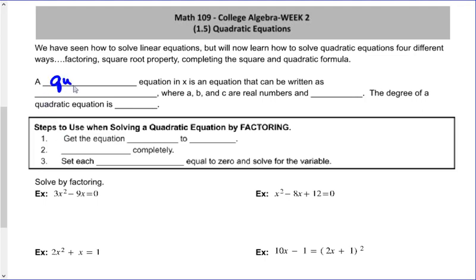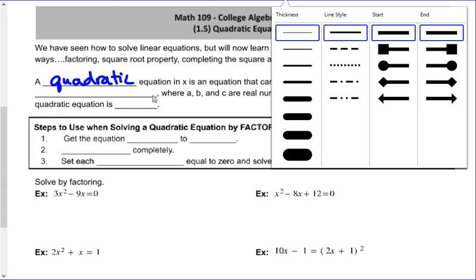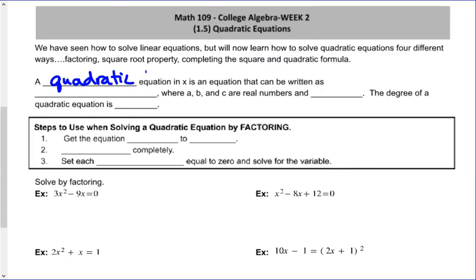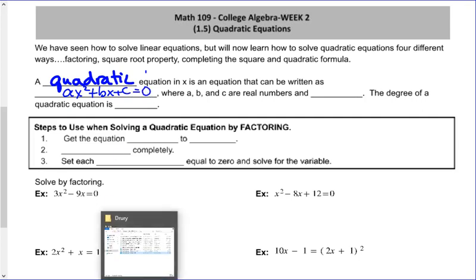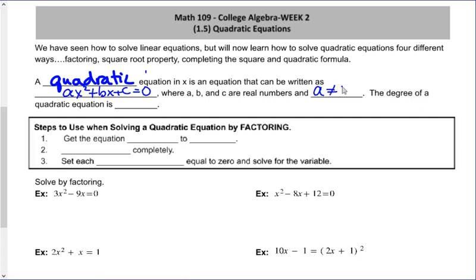So a quadratic equation in x is an equation that can be written in the form ax squared plus bx plus c equal to 0, where a, b, and c are real numbers and that first value, a, is not equal to 0. Now, don't forget the degree of a quadratic equation, that's the highest power on our variable. For all quadratics, it will be a 2.